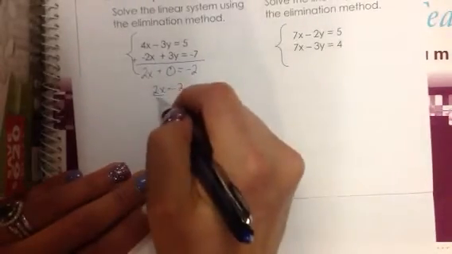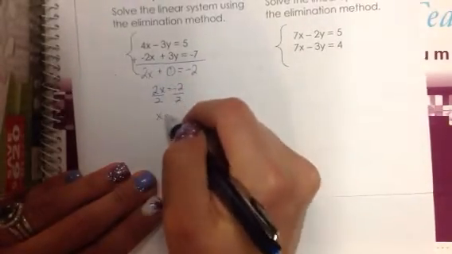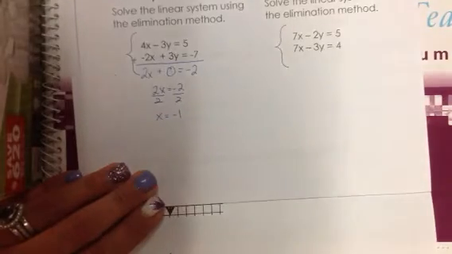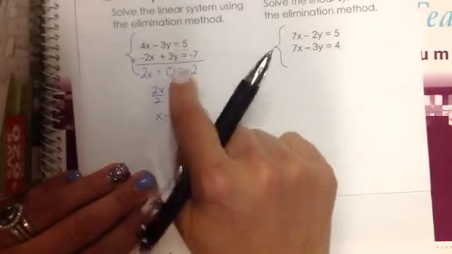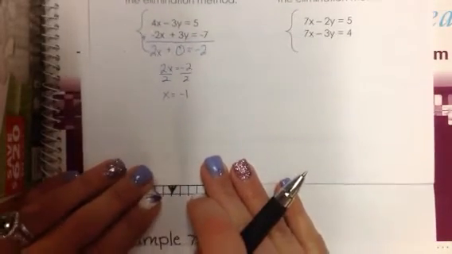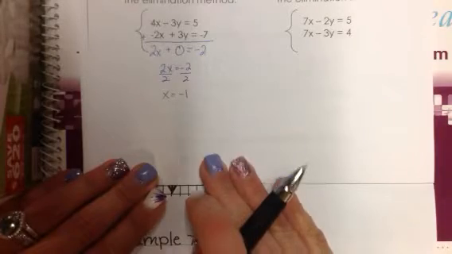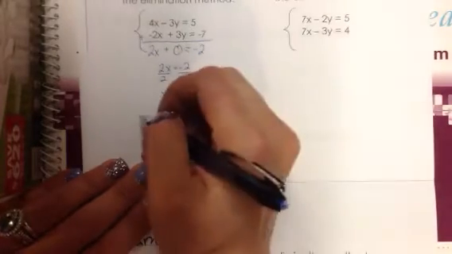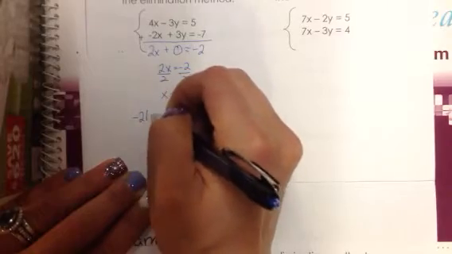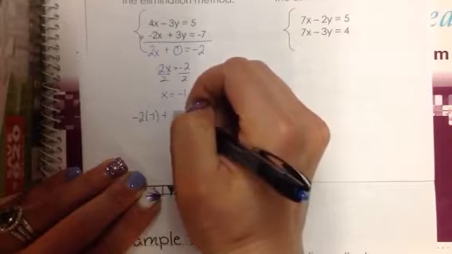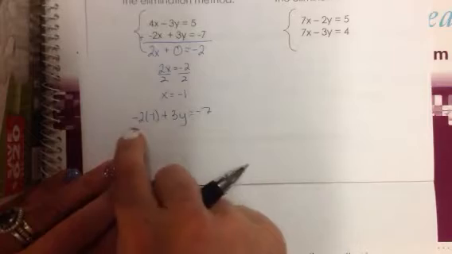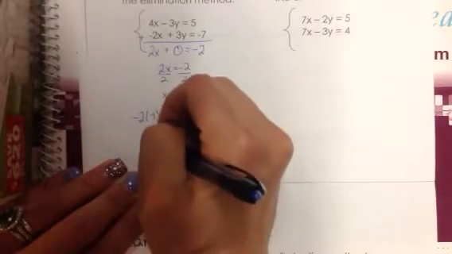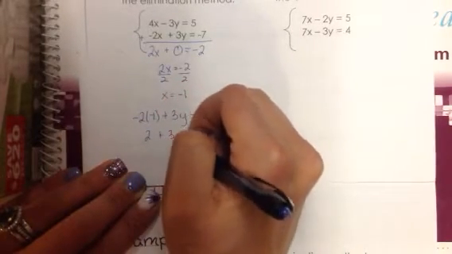We can divide both sides by 2, and we get x equals negative 1. I now need to plug x equals negative 1 into either one of the equations to solve for y. So I'm going to choose to use the second equation. I'm going to do negative 2 times negative 1. I just put in negative 1 for x. Plus 3y equals negative 7. So negative 2 times negative 1 is positive 2, plus 3y equals negative 7.